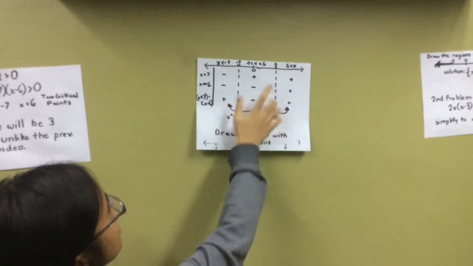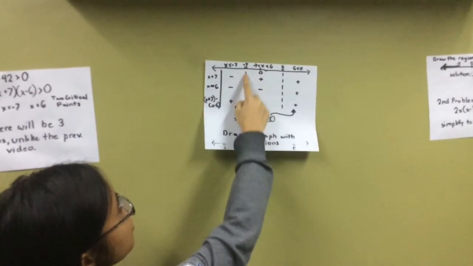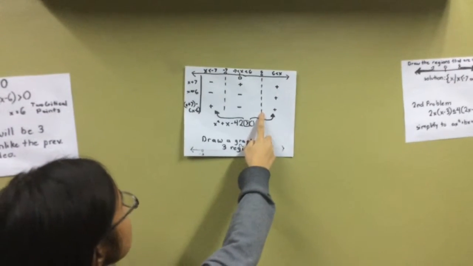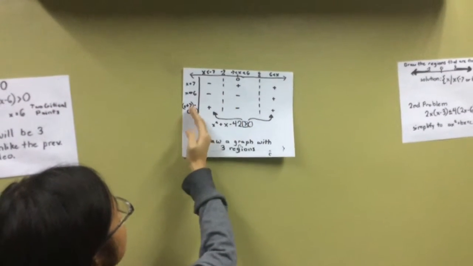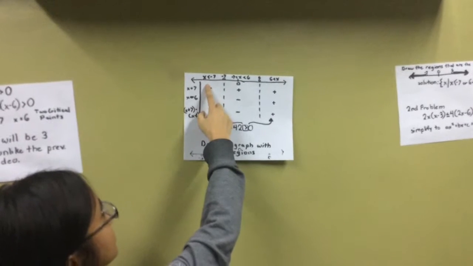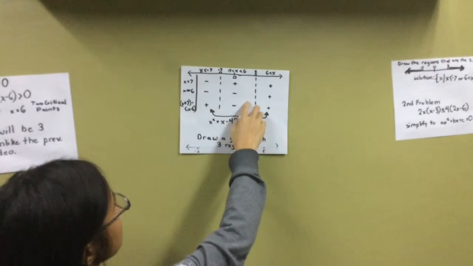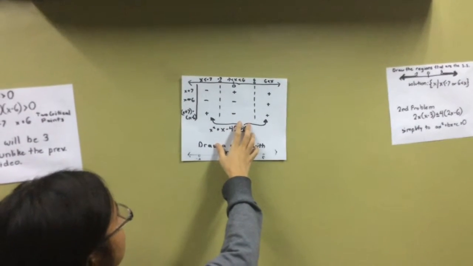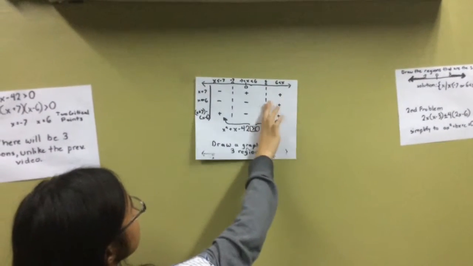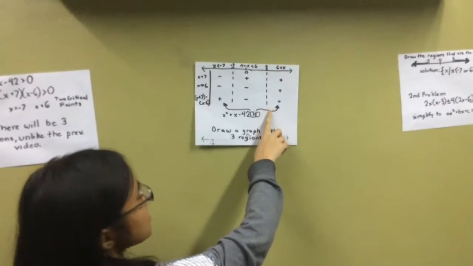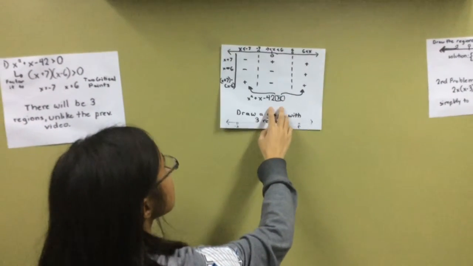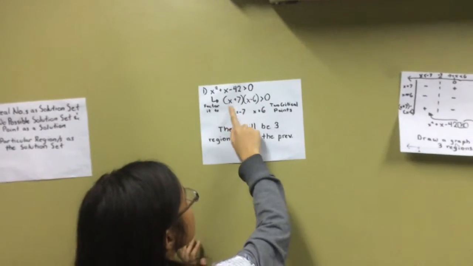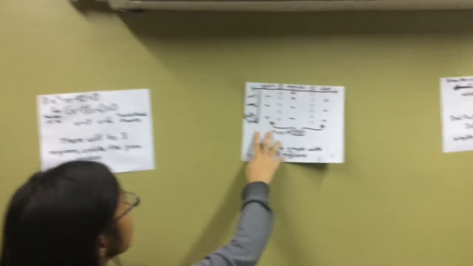So if this is the number line, this is where 0 is, and negative 7 will be marked here, and positive 6 will be marked here. Anything on the left of negative 7 means that x is less than negative 7. Anything between negative 7 and 6 means that x is a number in between negative 7 and 6. Anything on the right of 6 means that x is higher than 6. So basically, you just have to take the factors here, x plus 7 and x minus 6, and make a graph out of it.